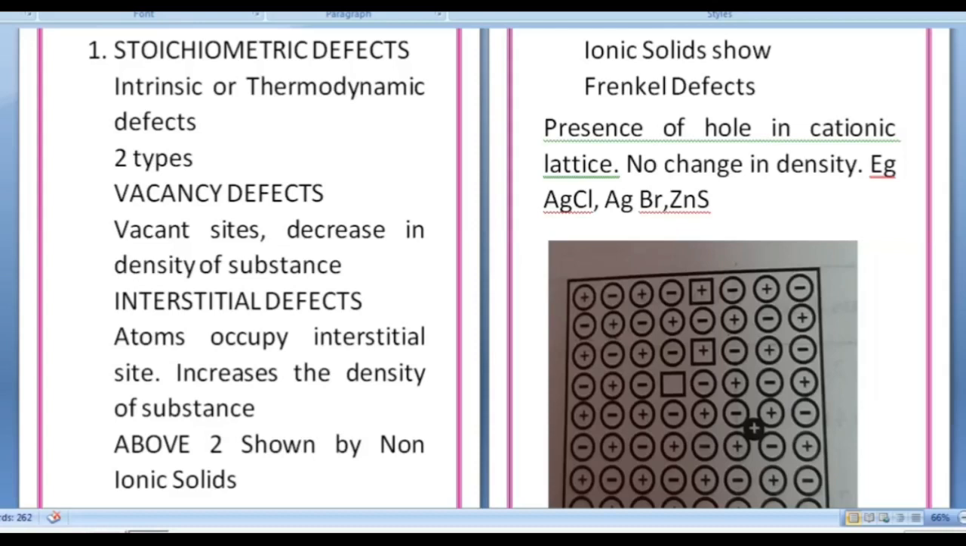Now the above two defects, vacancy defects and interstitial defects, are shown by non-ionic solids. Ionic solids also show two types of defects.